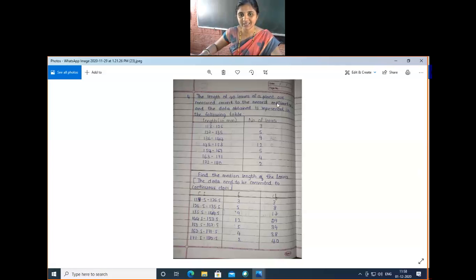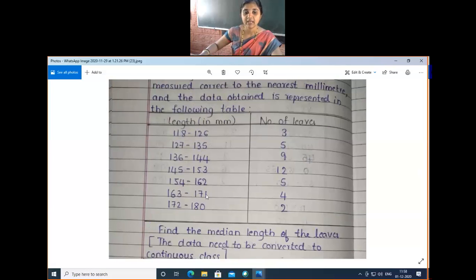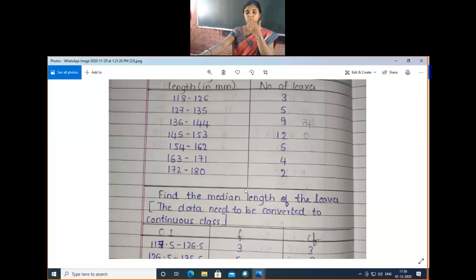Yes. The fourth question is: the length of 40 leaves of a plant are measured correct to the nearest millimeter and the data obtained is represented in the following table. Okay, length and number of leaves is given. Okay, this is the given. Find the median length of the leaves.